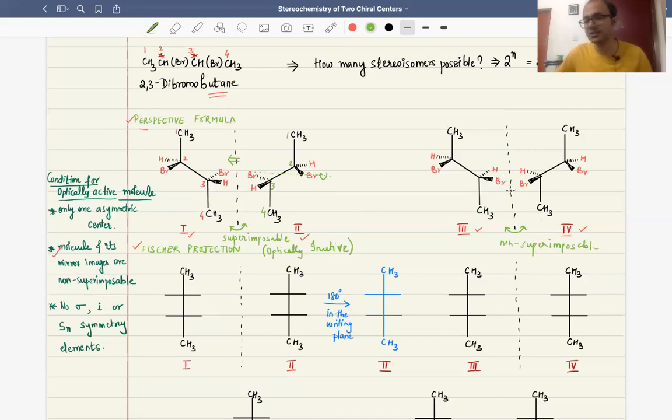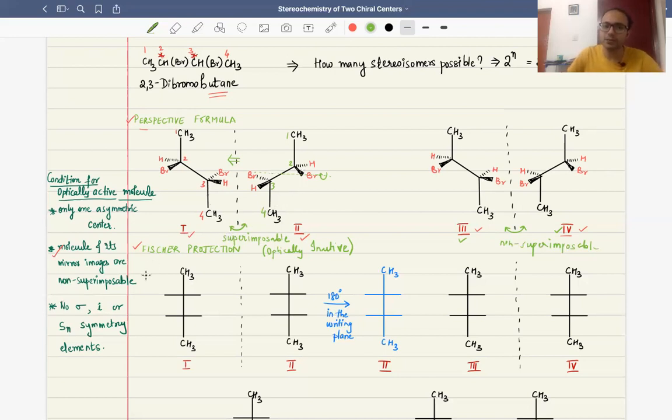Therefore, these two stereoisomers that we have drawn, that is stereoisomer 3 and stereoisomer 4, are chiral molecules, or we can say they are optically active molecules. Now, this is the perspective formula we just discussed, and we find that it is very difficult to visualize these molecules and understand whether these images are superimposable or non-superimposable in a perspective formula.